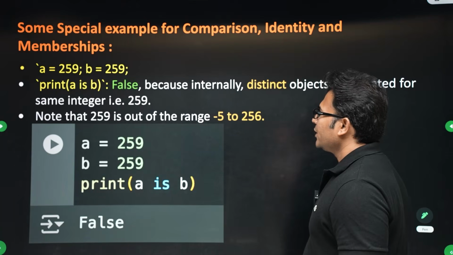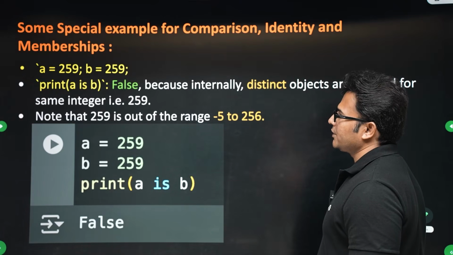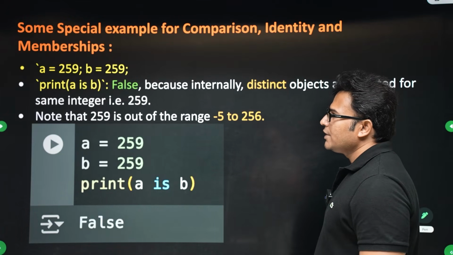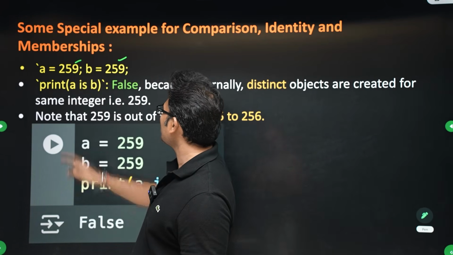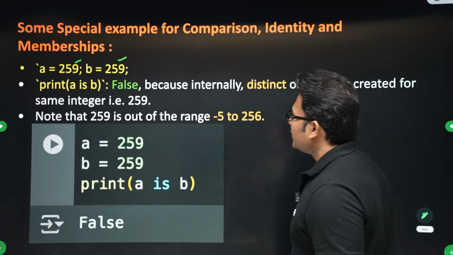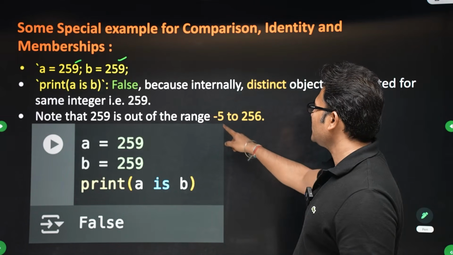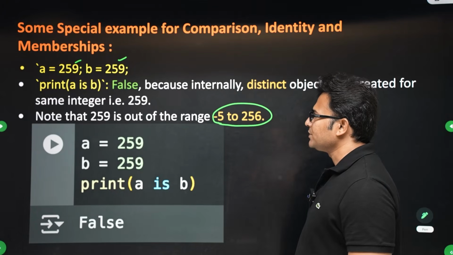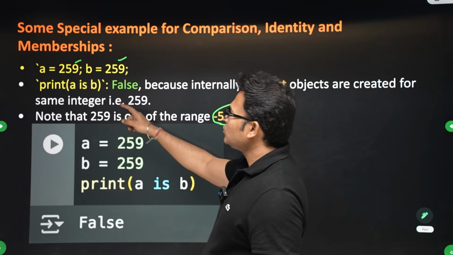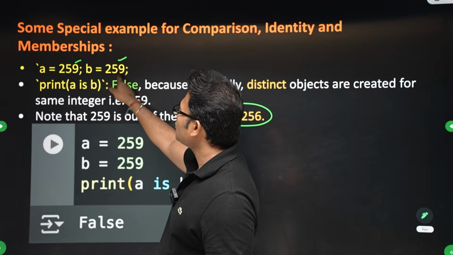And now we can talk about interning. Now let us say A equal to 259 and B equal to 259. See, what is the range of interning? The range of interning is -5 to 256 only.